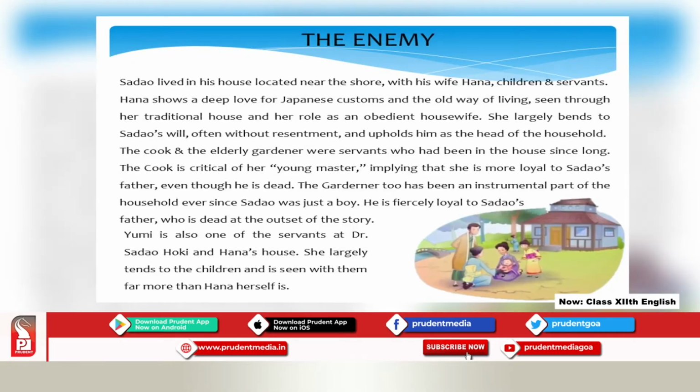The cook and the elderly gardener were servants who had been in the house since long. The cook is critical of her young master, implying that she is more loyal to Sadao's father even though he is dead. The gardener too has been an instrumental part of the household ever since Sadao was just a boy. He is fiercely loyal to Sadao's father, who is dead at the outset of the story.